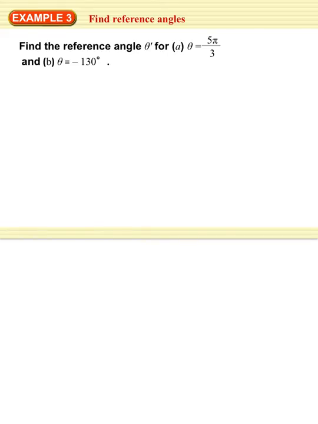So let's try one. Find the reference angle theta prime for A, theta is 5 pi over 3, and B, theta is -130. So let's work with A first. 5 pi over 3. If we look at our unit circle, this is pi over 2, that's pi, and this is 3 pi over 2. If I just look at the fraction, 5 pi over 3, that gives me 1.666 repeating pi. I know that 0.6667 is 2/3. So I've got 1 2/3. That means I'm going to go 1 and 1/3, 2/3. It's over here in quadrant 4 somewhere.